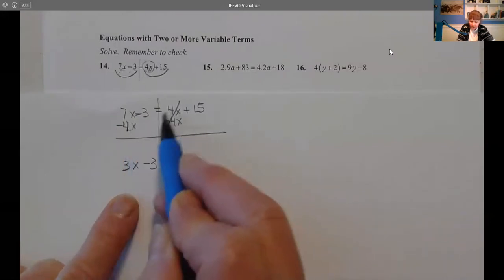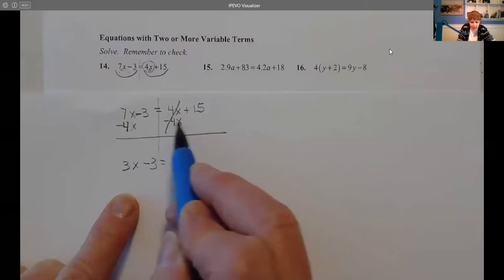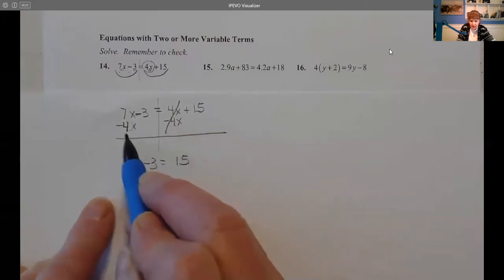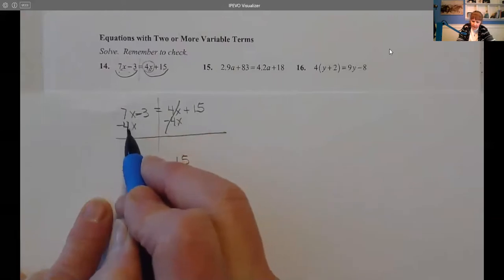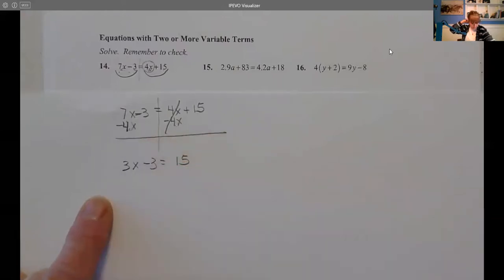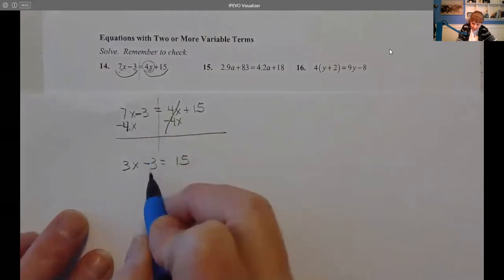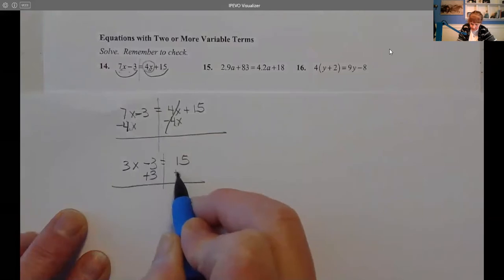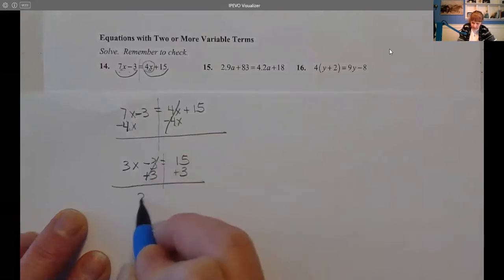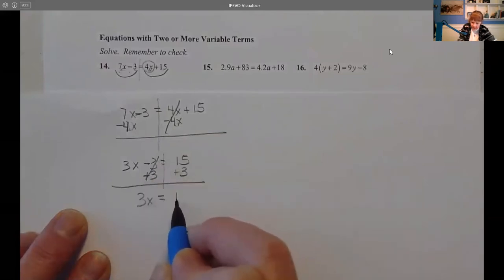And again, when you're moving the entire thing, rather than separating the 4 and the x, that's division. To move the entire term, you add its opposite to both sides. So 4x, negative 4x. 7 and a negative 4 is 3. So now it's your 2-step. You add 3 to get rid of the minus 3. So 3x equals 18.